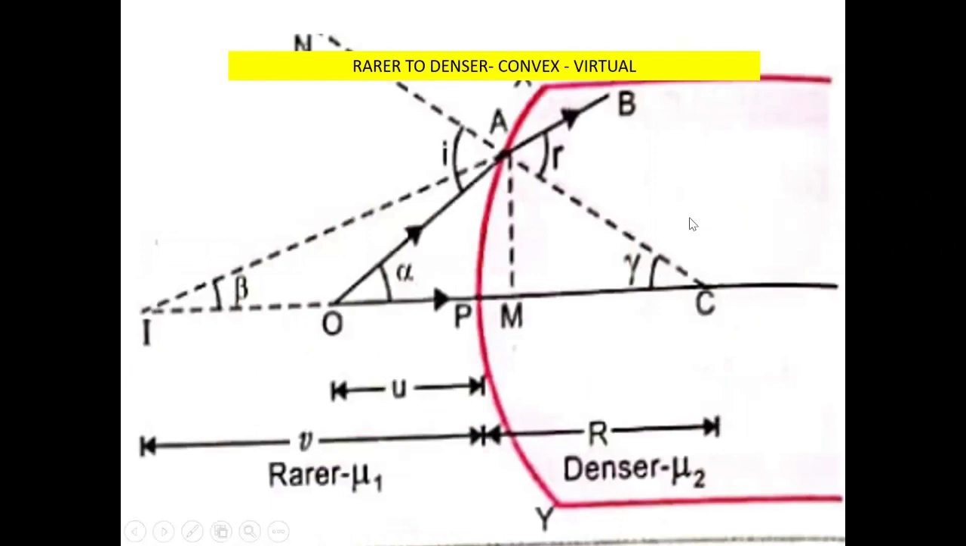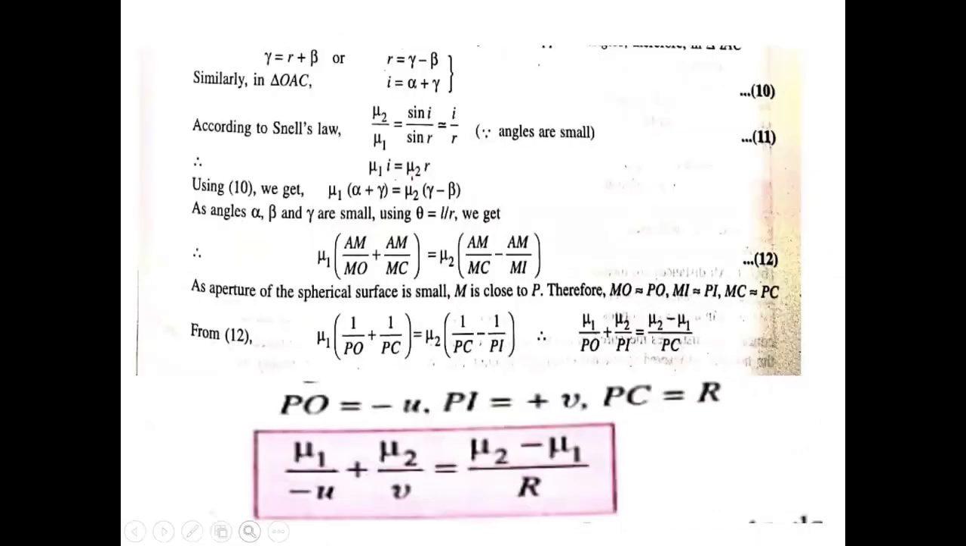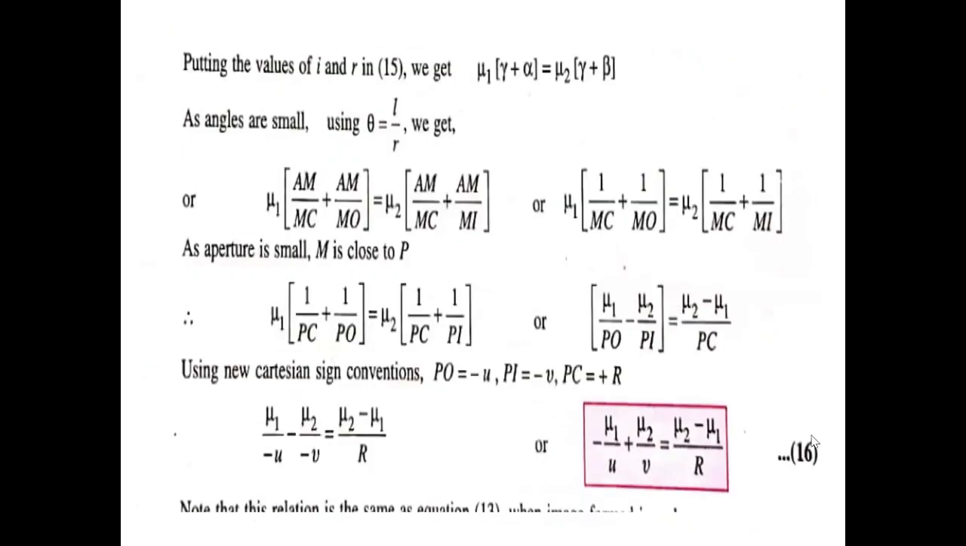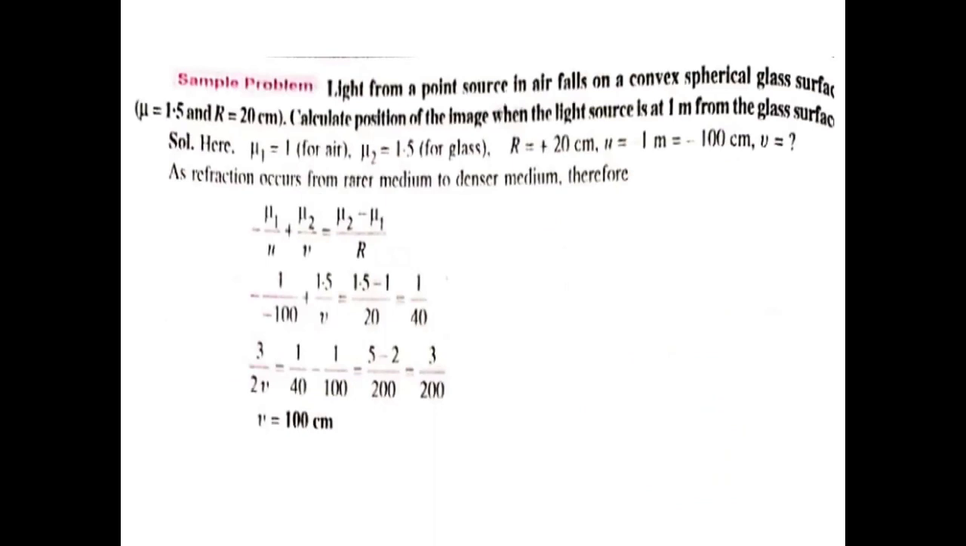Then for virtual image, we don't do that, but do we get the same formula or a different formula? Whether the image is real or virtual, do you get any change or the same? Whenever refraction occurs from rarer to denser medium, whether the image is real or virtual, you will get the same formula. So you may tell this to the students.